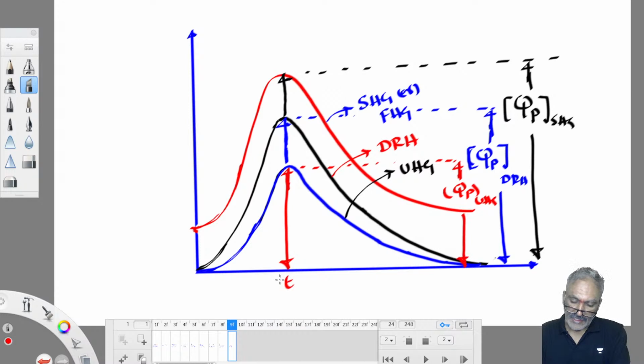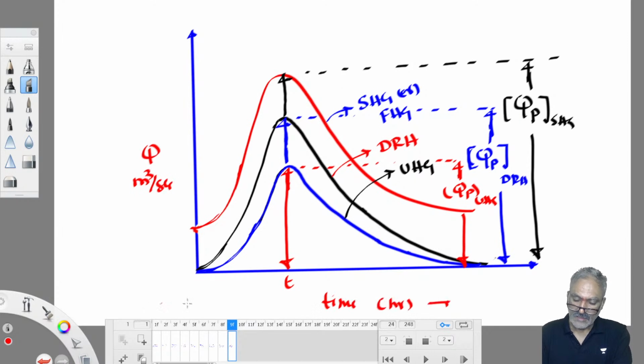So all the peaks are occurring at the same time. Therefore this is time invariance. So both assumptions, time invariance and unit. This is discharge in cubic meter per second, and this is time in hours. Okay, so at any point of time you can work out.